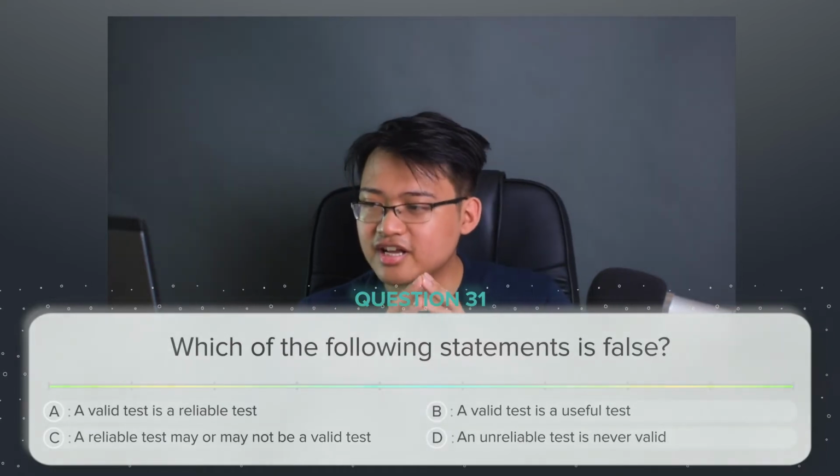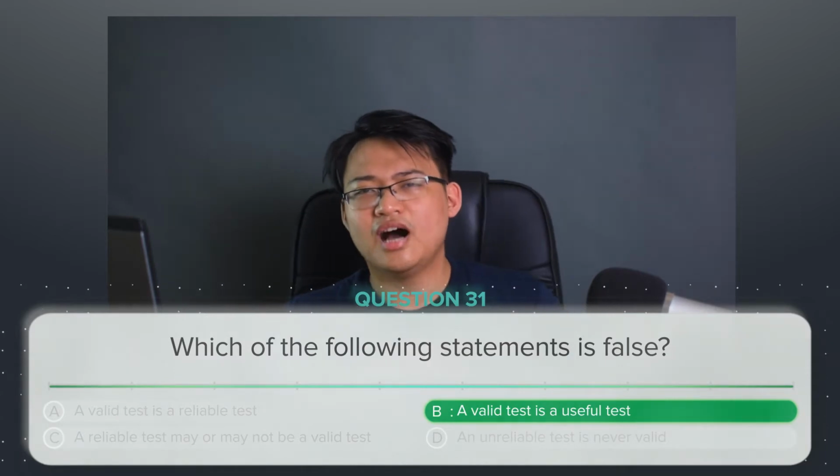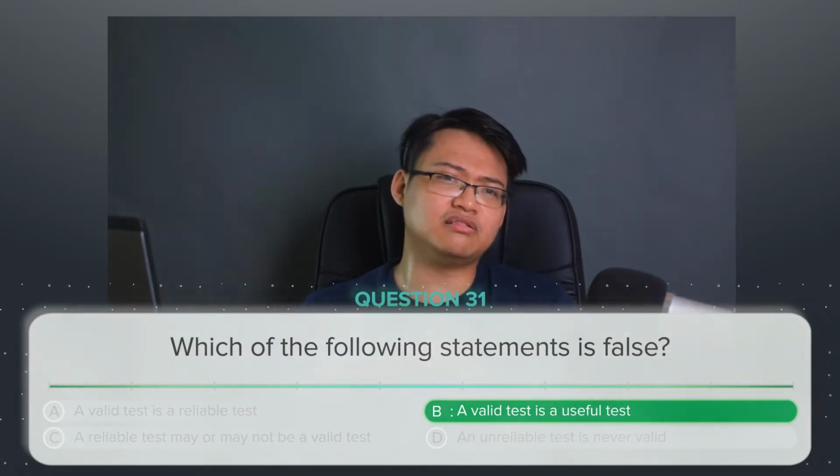And the correct answer is letter B. A valid test is a useful test. Ha? Paano may mali yun? Di ba pag valid, dapat useful siya? Well, not really. Kasi, yun nga, it depends on the context.